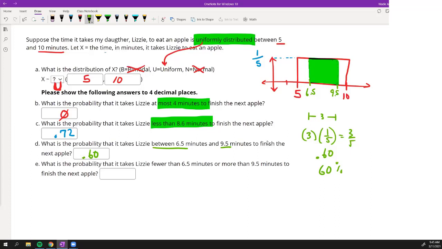Now, the next question says, what is the probability that it'll take Lizzie fewer than 6.5 and more than 9.5? Now what we're talking about is fewer than 6.5, which would be this region, and greater than 9.5, which would be this region. You could calculate each one of these independently, or if you're clever, you'll recognize this is the complement to the green region. So instead of calculating these individually, let's just take the complement of the 0.6 and we get 0.40.